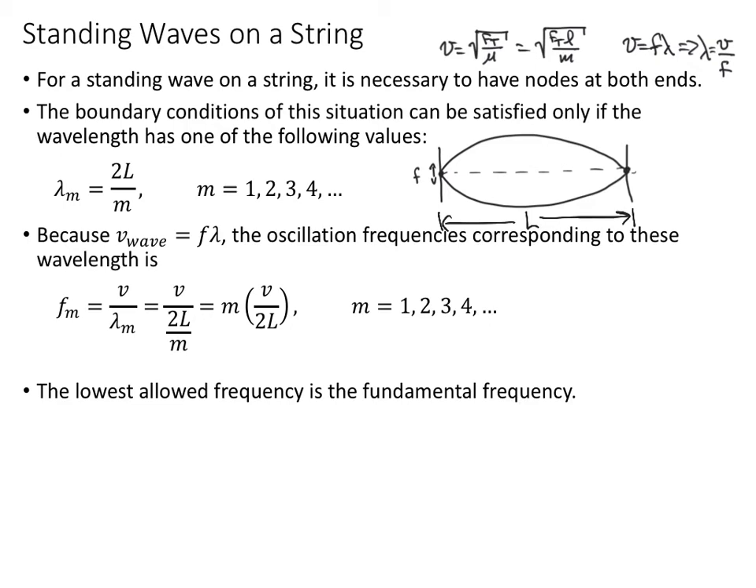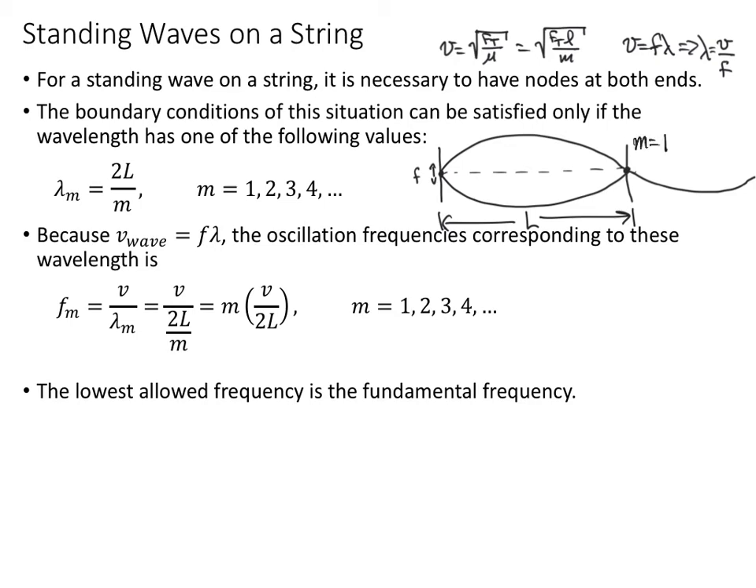And the reason we say 2L over m is because the largest wavelength I can get corresponds to twice the length here. So one whole wavelength here would be twice the length of my string. And then m is just a number. It's an integer: 1, 2, 3, 4, and so on.